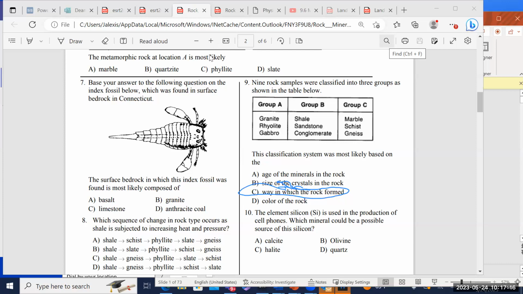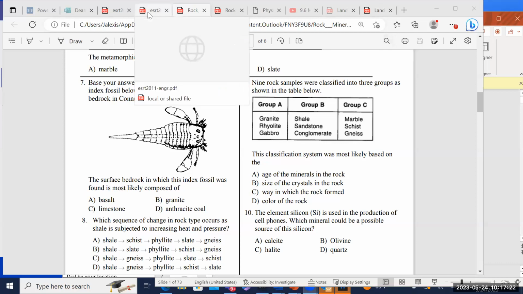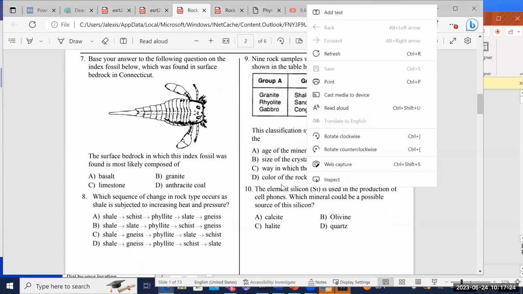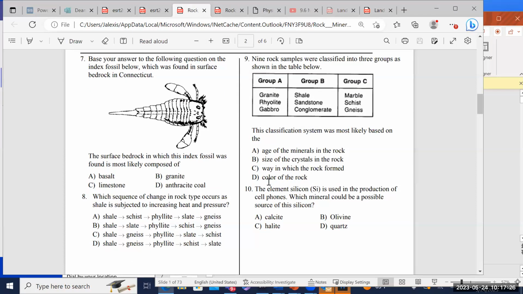All right, let's take a look at number 10. Number 10 says the element silicon is used in the production of cell phones. Which mineral could be a possible source of this silicon? When I'm looking at this problem, I know that the element is silicon, Si, and is used in the production of cell phones.